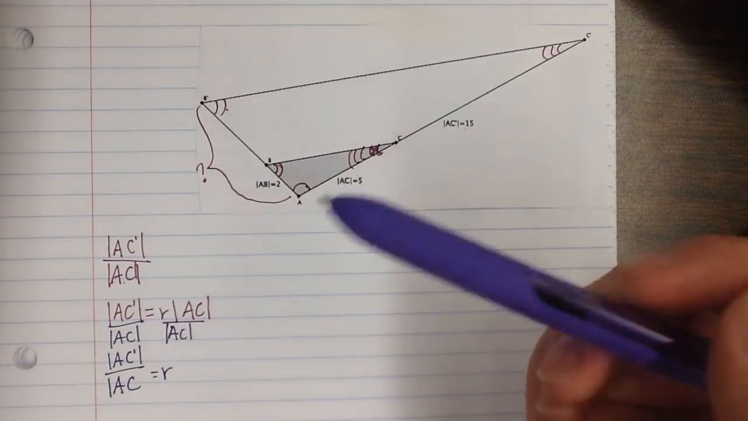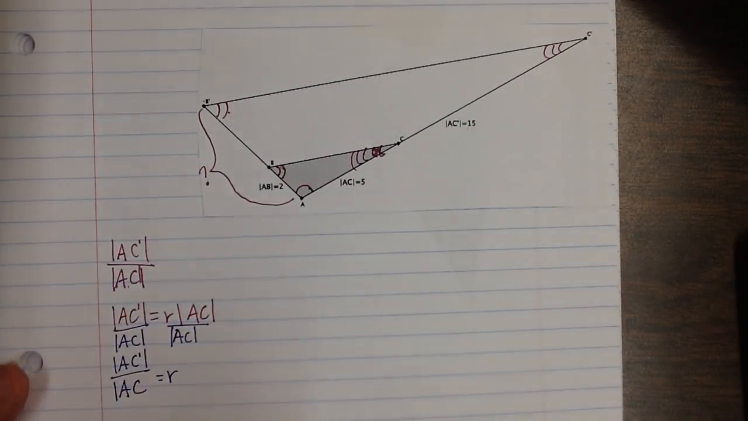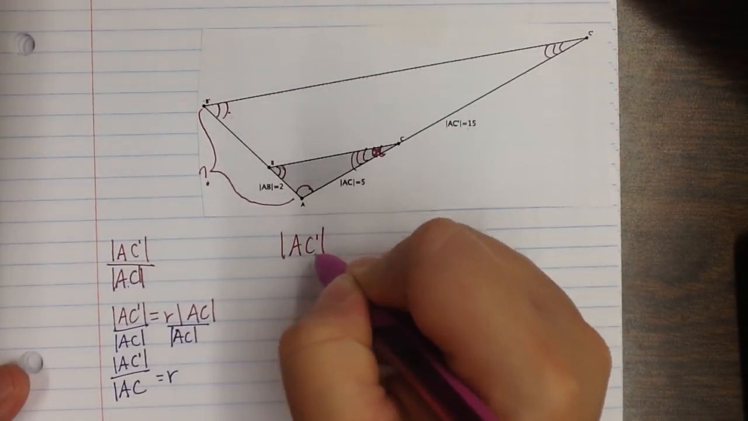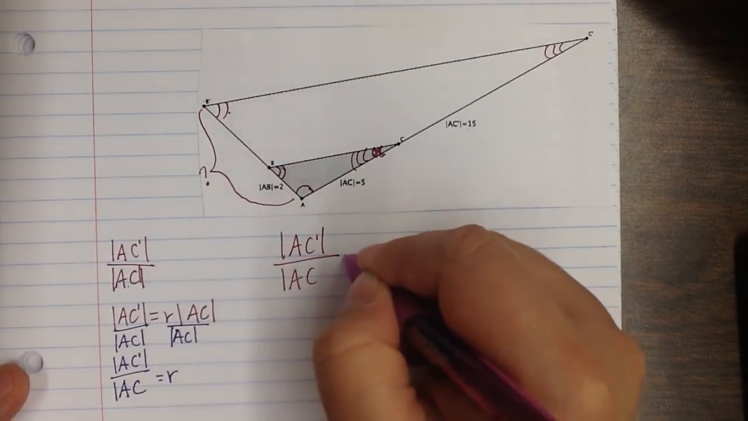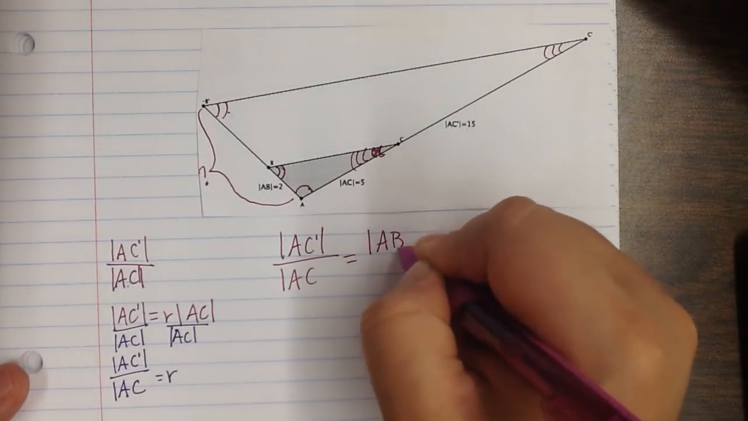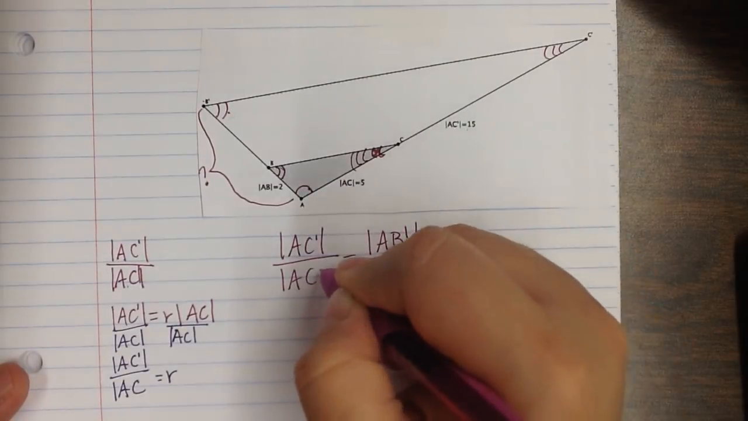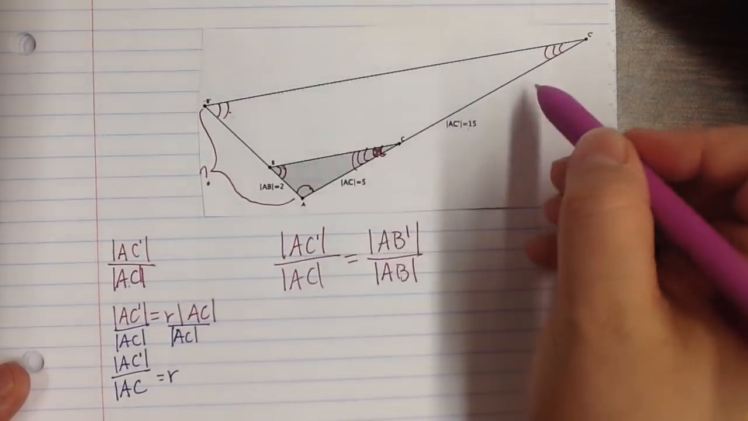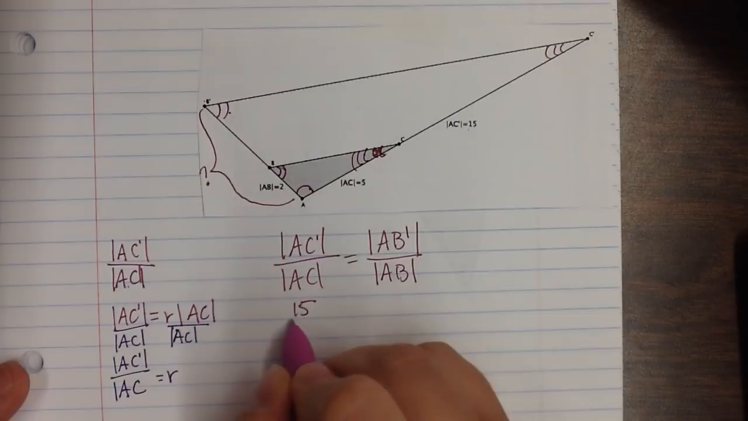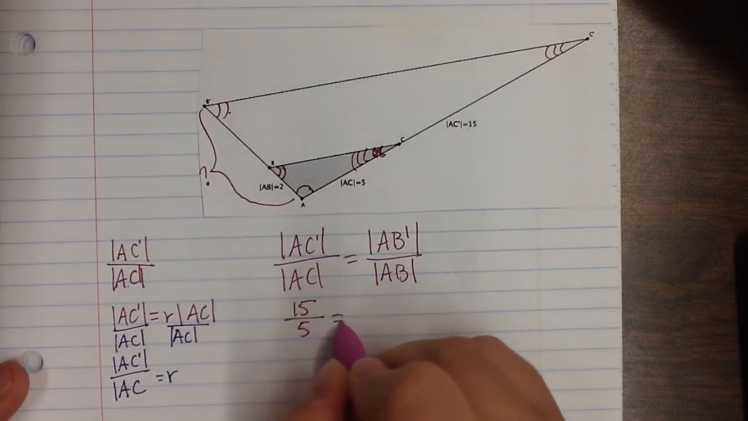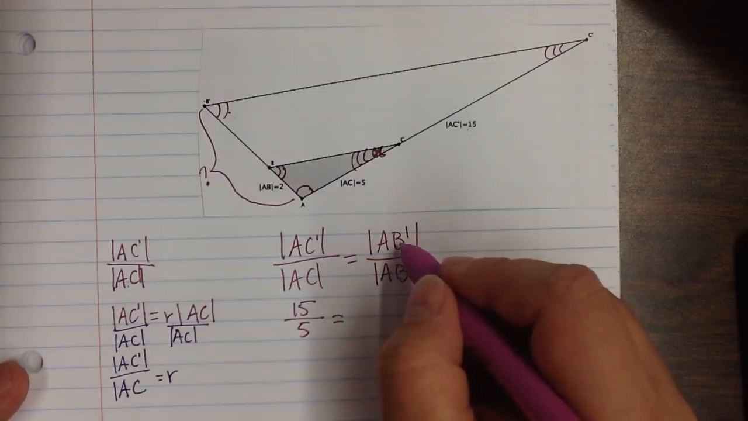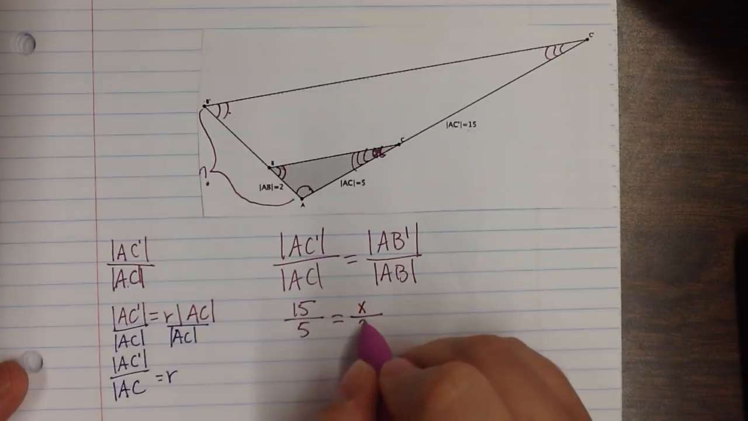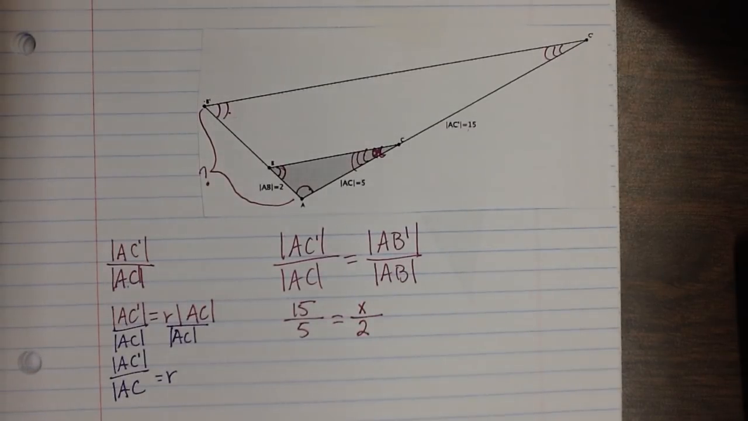The distance from A to C prime over the distance from A to C should equal the distance from A to B prime over the distance from A to B. So A to C prime is 15, A to C is 5. I don't know the distance from A to B prime. That's what we're solving for. And the distance from A to B is 2.